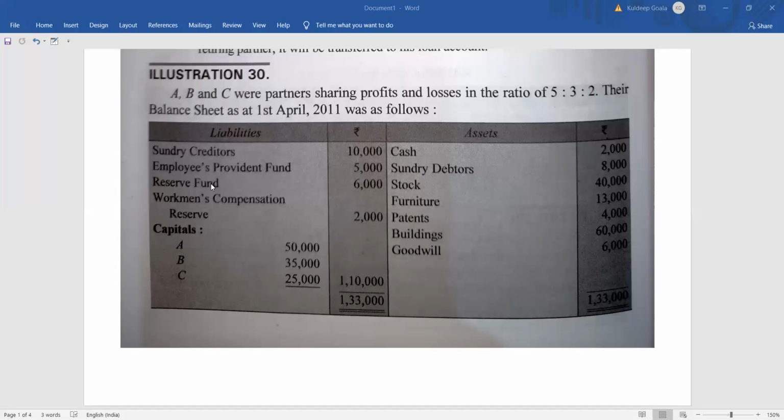Okay, so we have got two things here. One is the reserve fund. The other one is the workman compensation fund. Employees provident fund belongs to the employees, so don't touch it. It will remain untouched. So one is the reserve fund, the other is the workman compensation reserve.